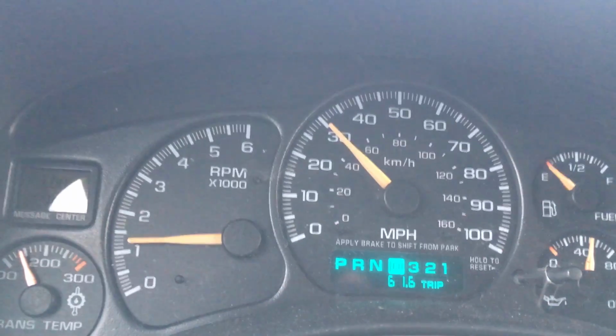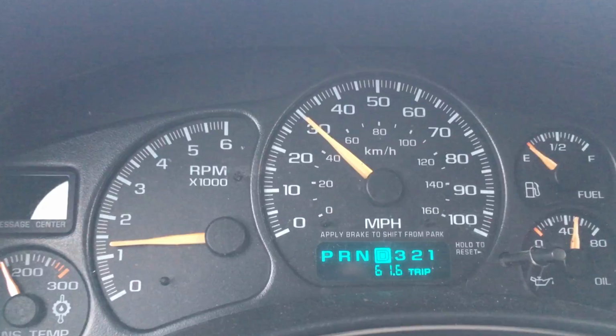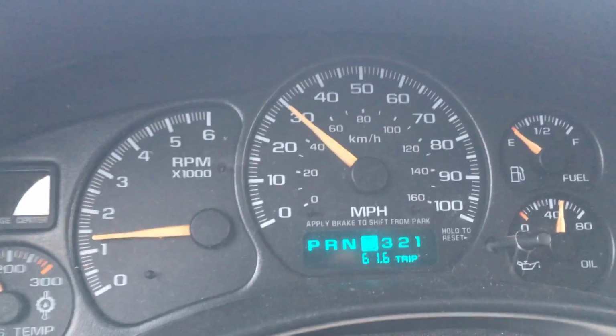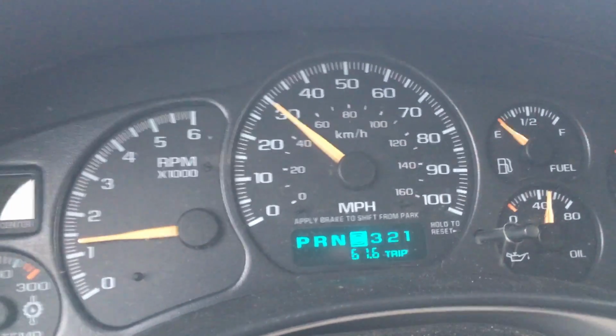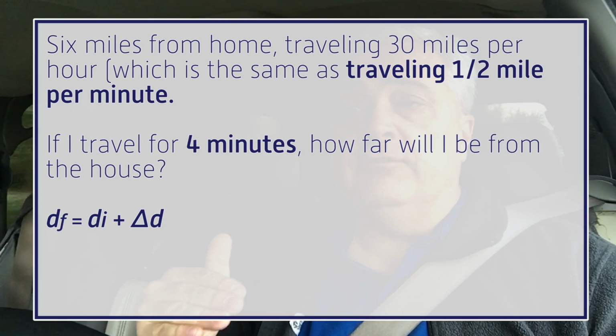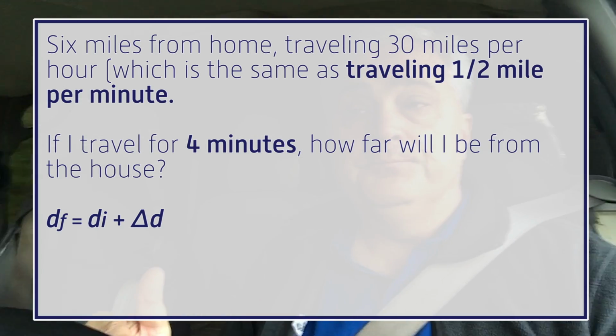So now let's throw it in and we'll use the velocity. So I'm traveling at 30 miles per hour, and I can do the conversions on that, and that turns out to be a half a mile every minute. A half a mile per minute. So I'm 6 miles from the house. I'm traveling a half a mile per minute.